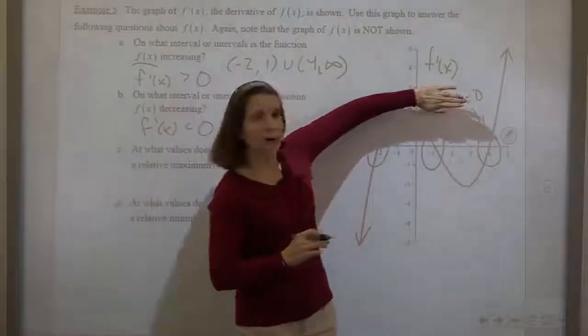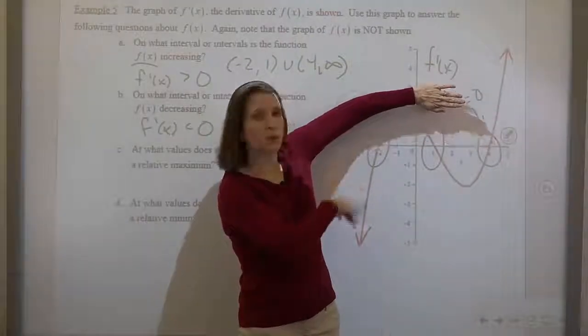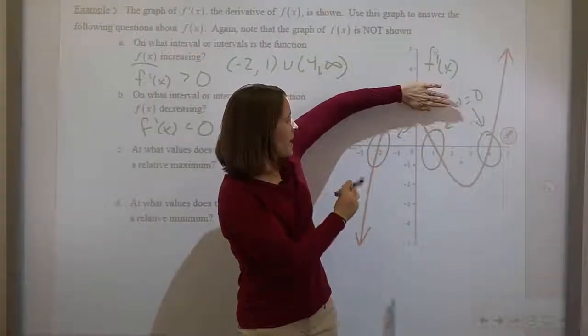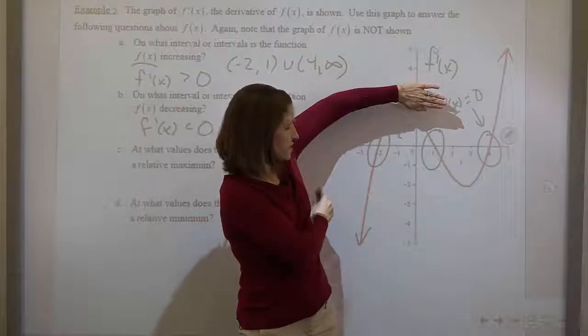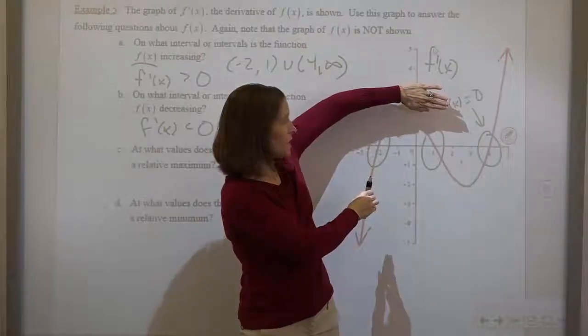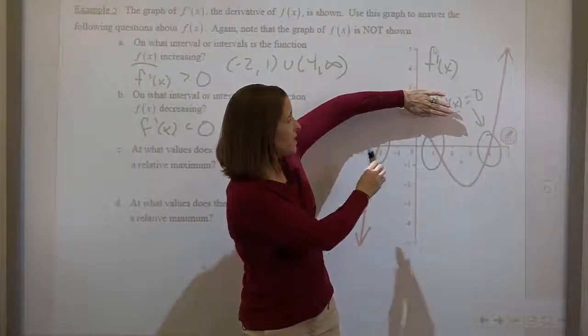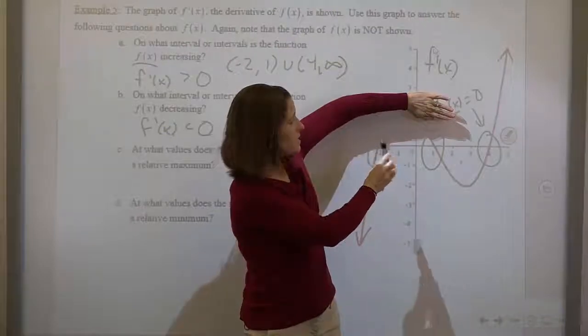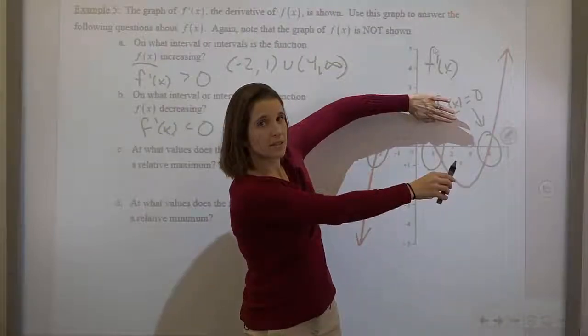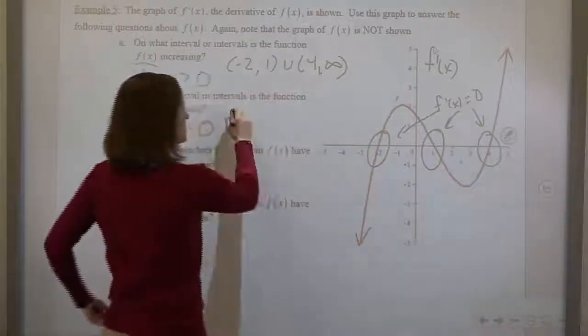So I chop the graph in half again. I want to know when the outputs of the derivative are negative. And as I read left to right, we start negative from negative infinity until -2. And then we go above the axis, and then we're negative again from when x is 1 to when x is 4.